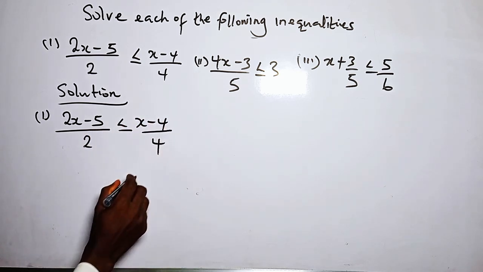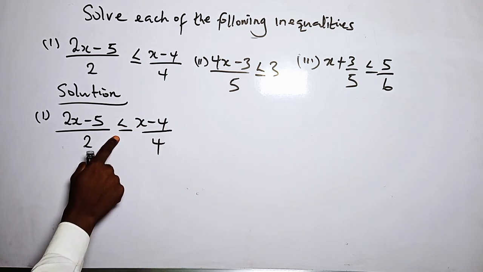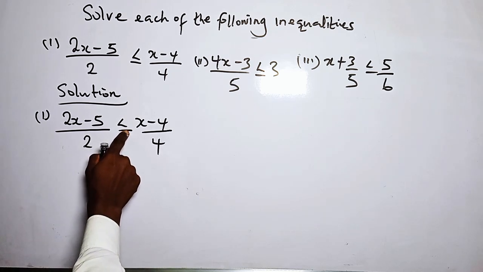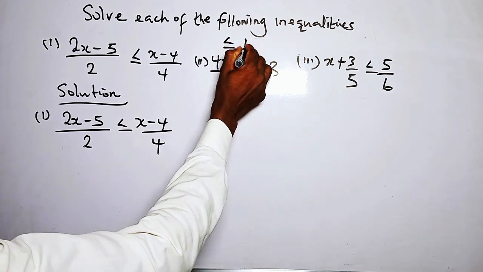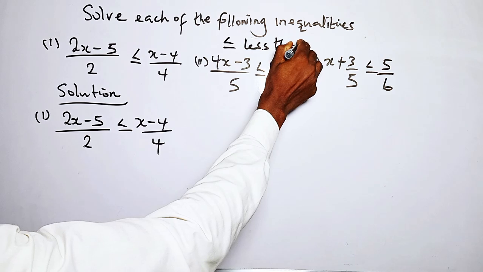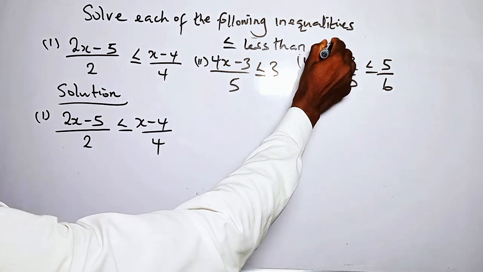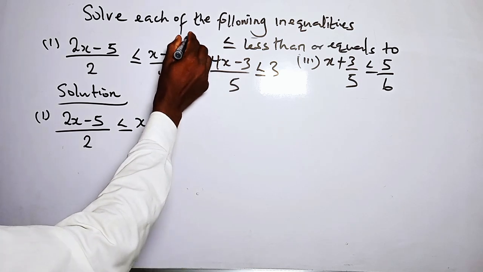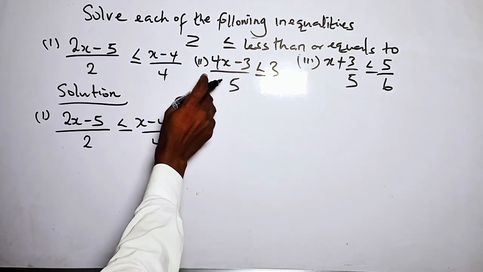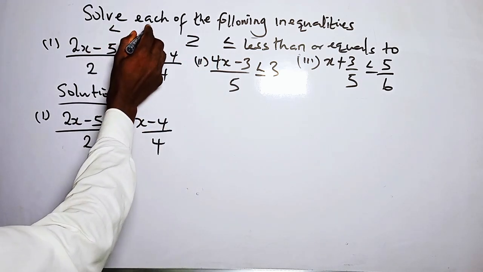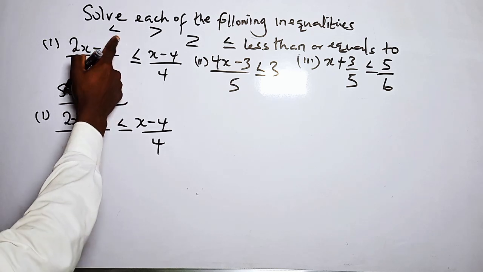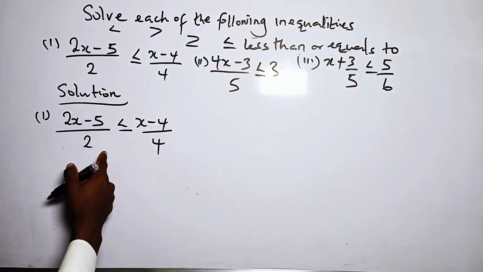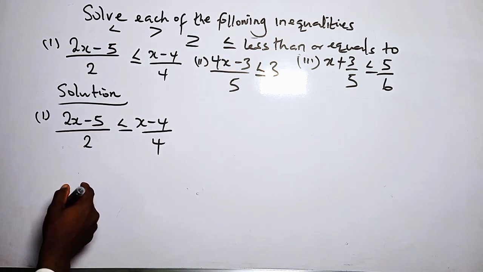4 over 4. Okay, so this inequality symbol represents less than or equals to. The opposite of this is greater than or equals to. So this is less than, this is greater than. So don't forget all these symbols, signs. So what do we do now?